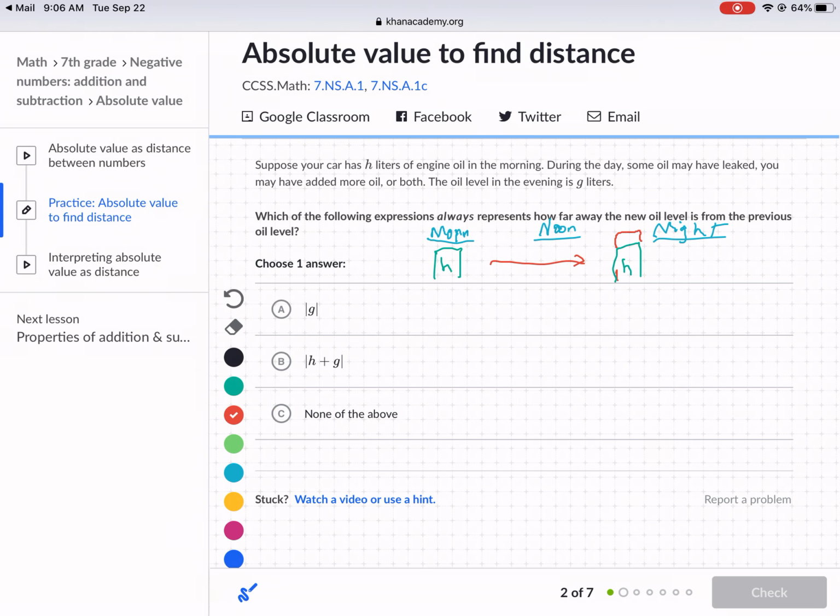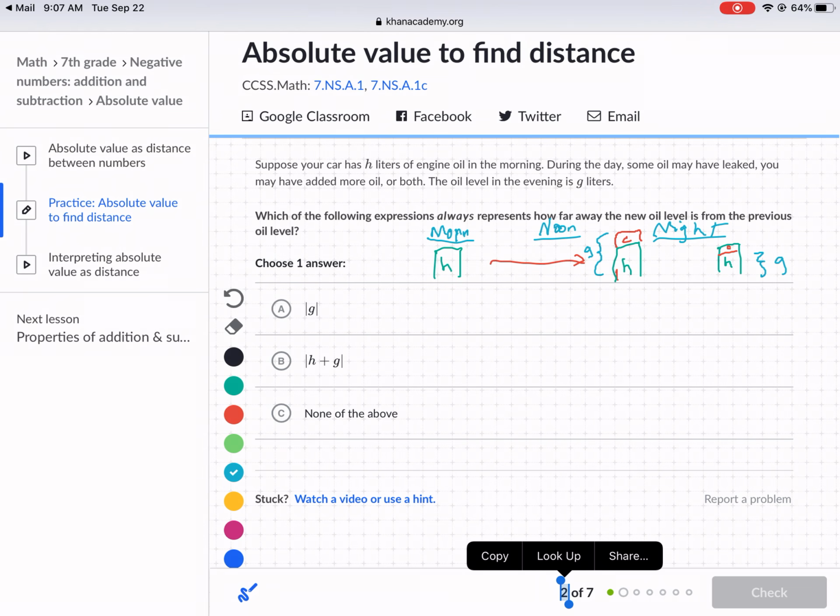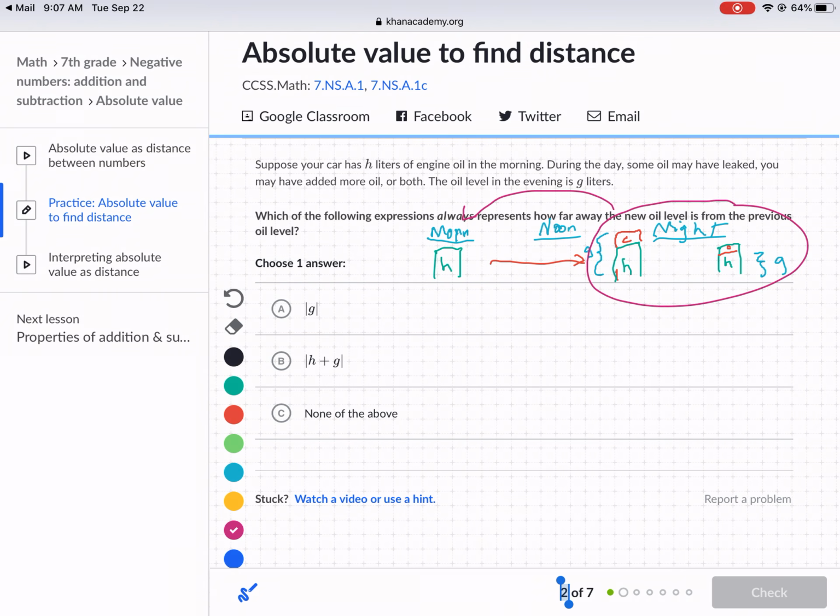Let's call this C for change. So it could be more, and that would be our G at the end. What happened here? We did H plus some change C equals G. Or what else could be the case? The other scenario is we had H and we had a net negative change, so it goes down. Now our G level is lower than it was in the morning. The oil level in the evening is G liters. We want to see how far away the new level is from the previous. Well, we can always subtract the new level from the morning to see the change. We're talking about change.